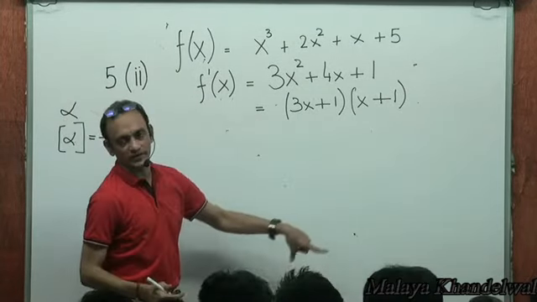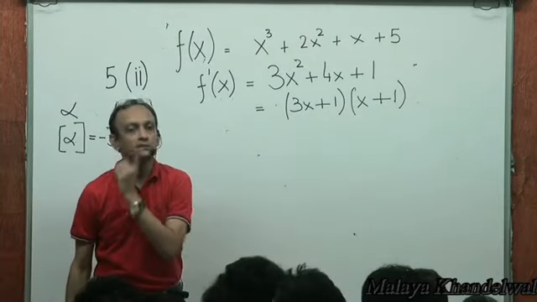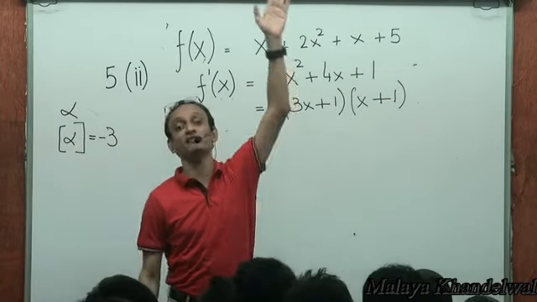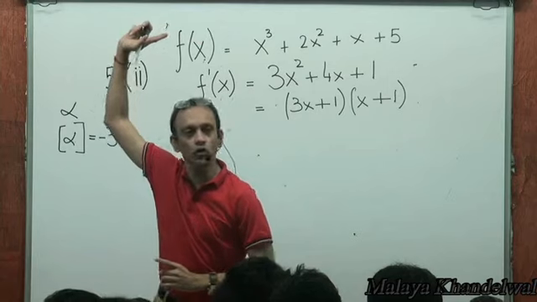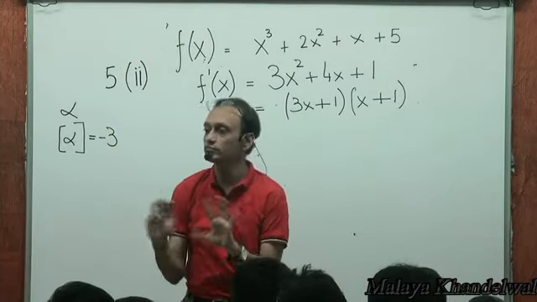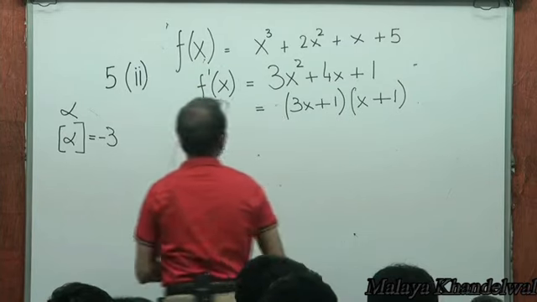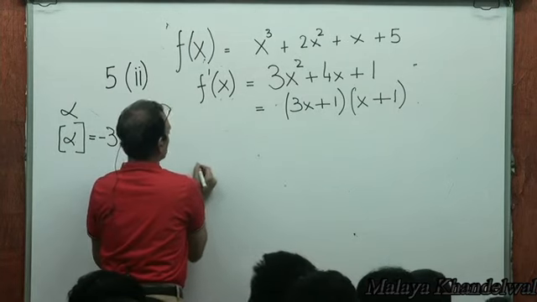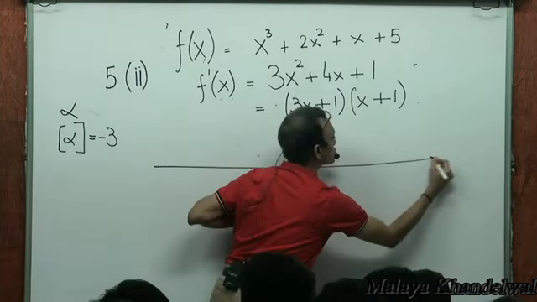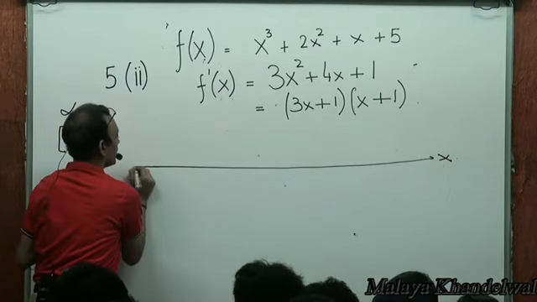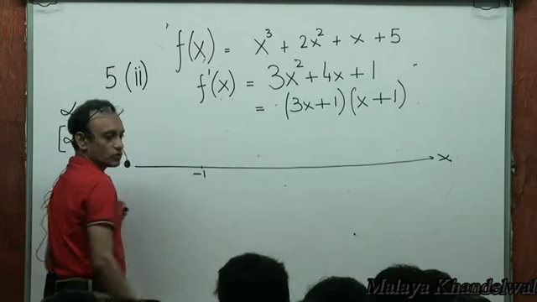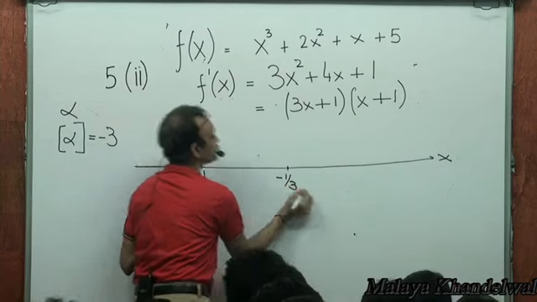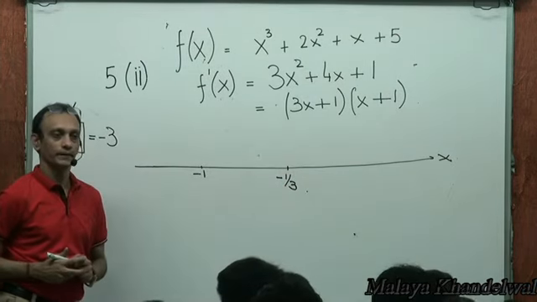So there are two stationary points, minus 1 and minus 1/3. It's a cubic polynomial coming from down below. The first one will be a local maximum, then there will be a local minimum, and the function will then go on heavenwards. I've discussed cubics. Yes. Okay. Now, say this was the x-axis. At x equal to minus 1, there is going to be a local maximum. At x equal to minus 1/3, there is going to be a local minimum, right?